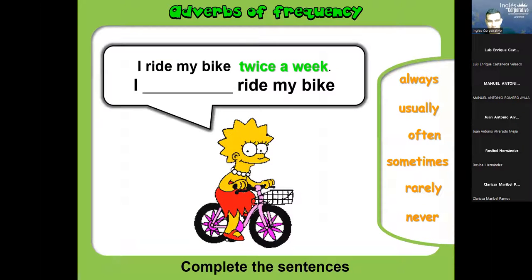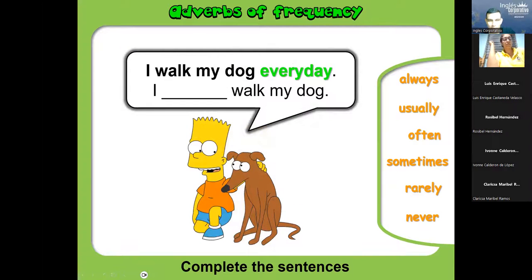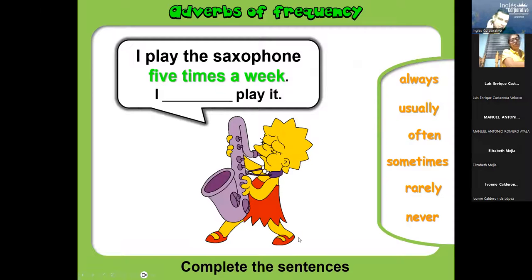¿Cómo sería acá? I ride my bike twice a week. ¿Por cuál podría ser reemplazado? Often. Or sometimes. Exactly. I ride my bike twice a week, or I often ride my bike. I walk my dog every day. I always walk my dog. I play the saxophone 5 times a week. Usually play it.